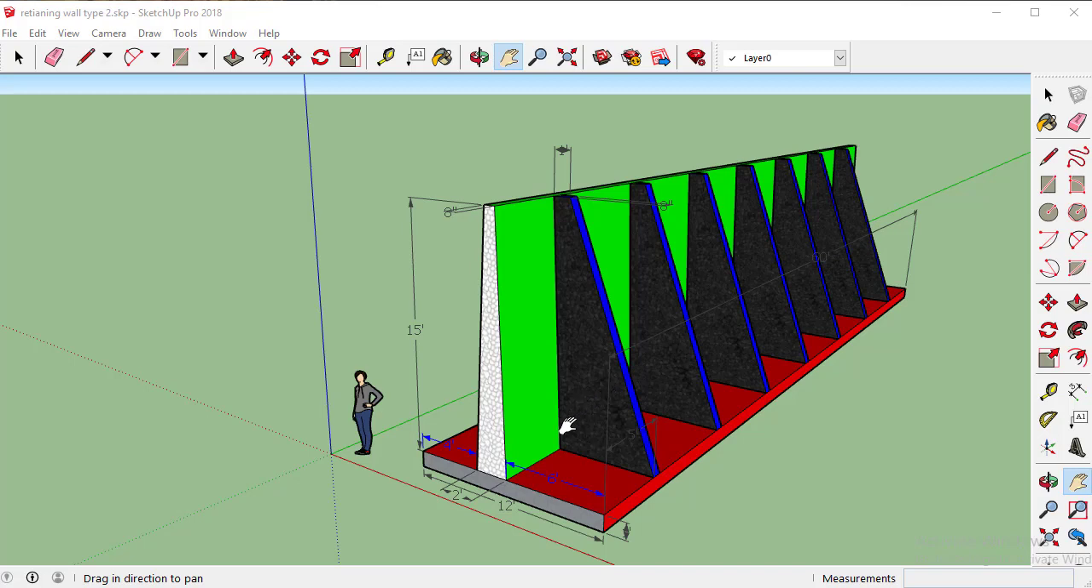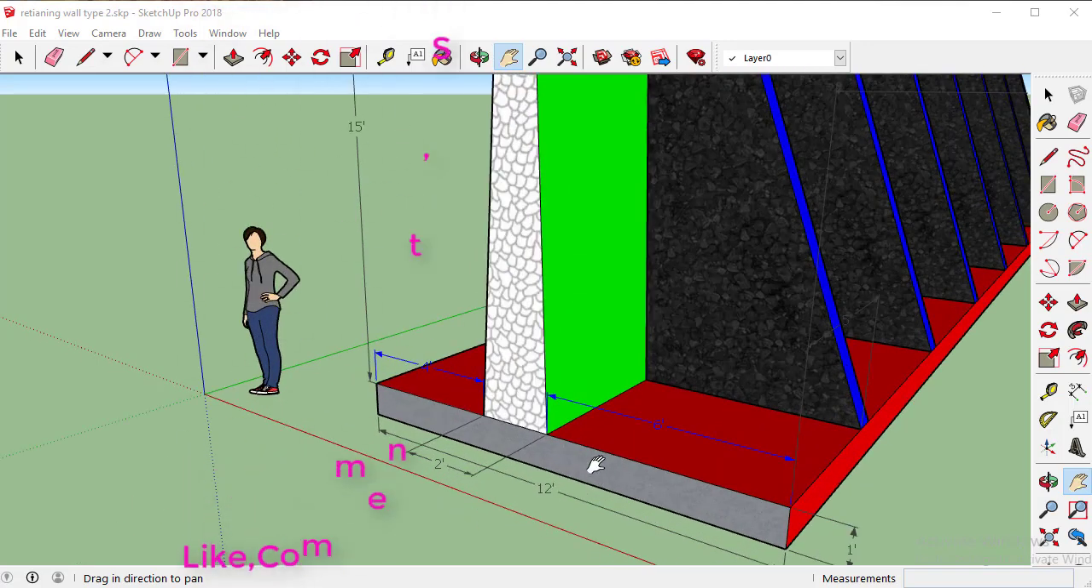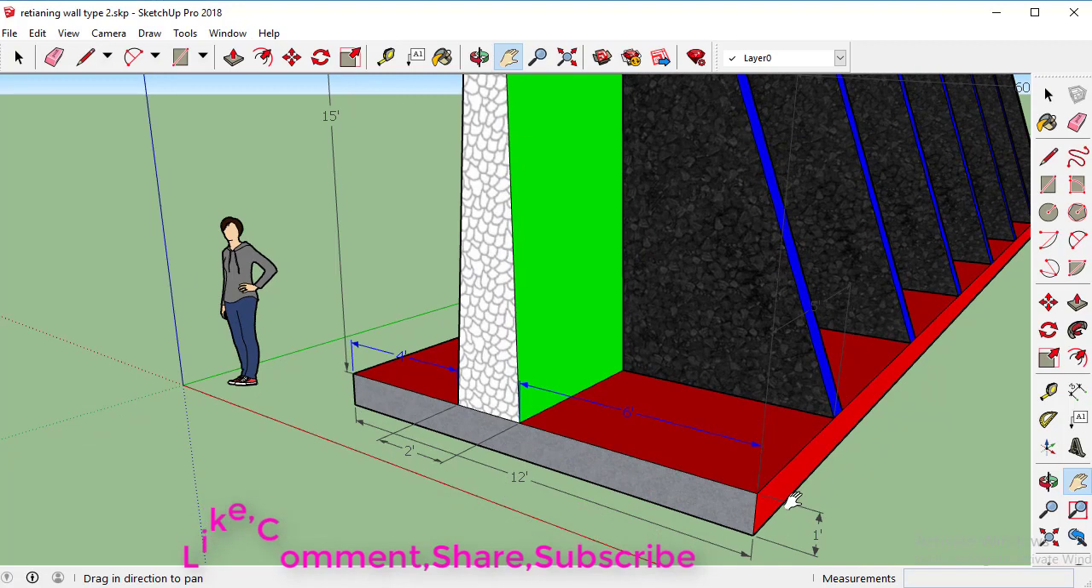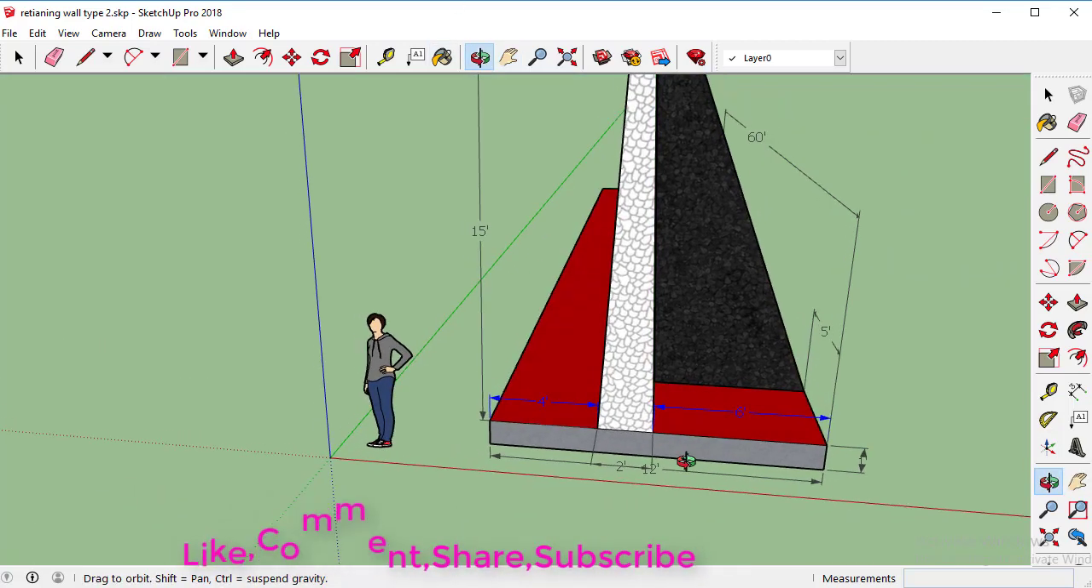Now to find out the total volume of concrete for this counterfort retaining wall, first we will find out the volume of this footing slab, the volume of this stem, and the volume of this counterfort buttress. So let's start. The shape of this footing slab is a rectangle, and the surface area of a rectangle is width times height. Here the width of this footing slab is 12 feet and the height is 1 foot. So simply multiply 12 with 1 and we get the surface area. To find the volume, I will multiply the surface area of this slab with the length of the whole rectangle, which is 60 feet.